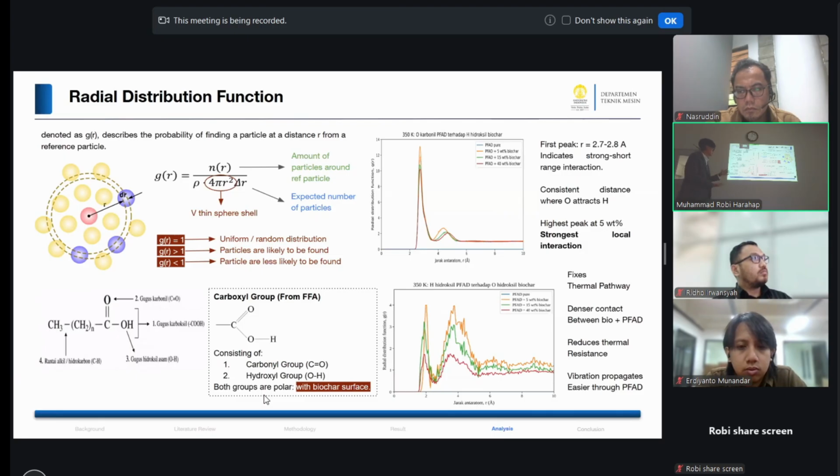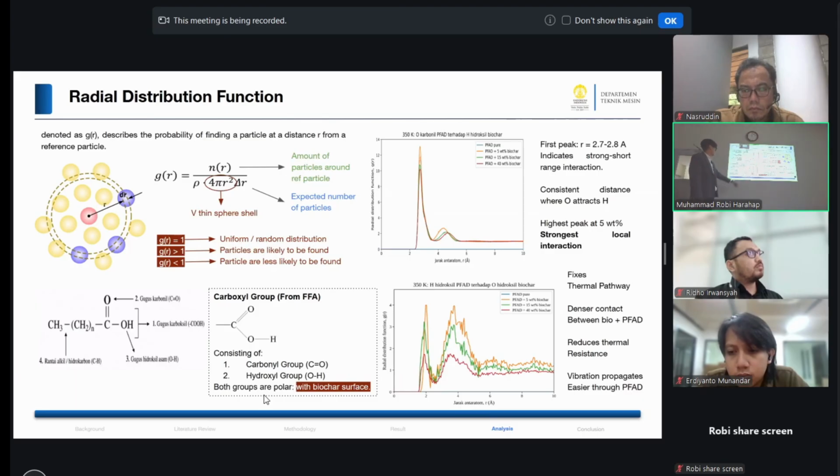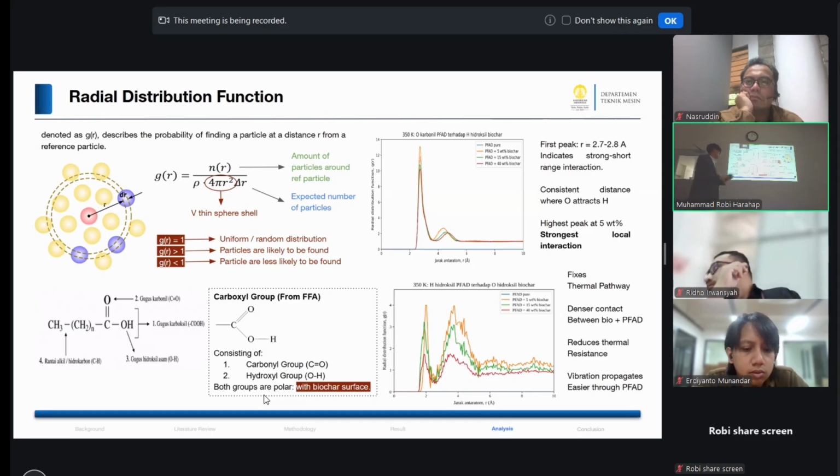So what does this mean? If we look back at our previous graph, the thermal conductivity is highest at 5%. What this means is the more dense the biochar is around the oxygen in carbonyl PFAD, the more it forms a thermal pathway, and there is denser contact between biochar and PFAD, which in turn reduces thermal resistance, and it increases vibration, which propagates thermal heat more easily through PFAD. This also happens here. Below 2 and also at 2, there is a first peak made by PFAD plus 5%, and there's a second peak at a distance of 4 angstroms, also by PFAD 5. Looking at the thermal conductivity graph, it shows the same trend, and then PFAD 15 is also lower, and PFAD 14 is the lowest.